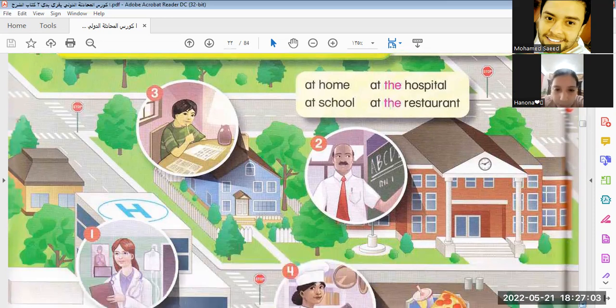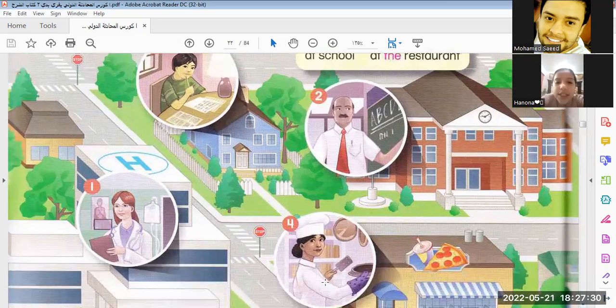Picture number one. Where is she? She is at the hospital. Amazing. Number two. Where is he? He is at the school. Number three. Where is she? She is at home. Number four. Where is she? She is at the restaurant.